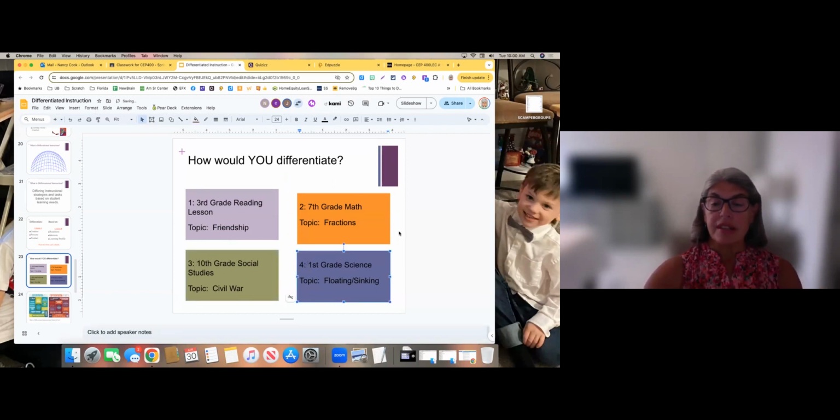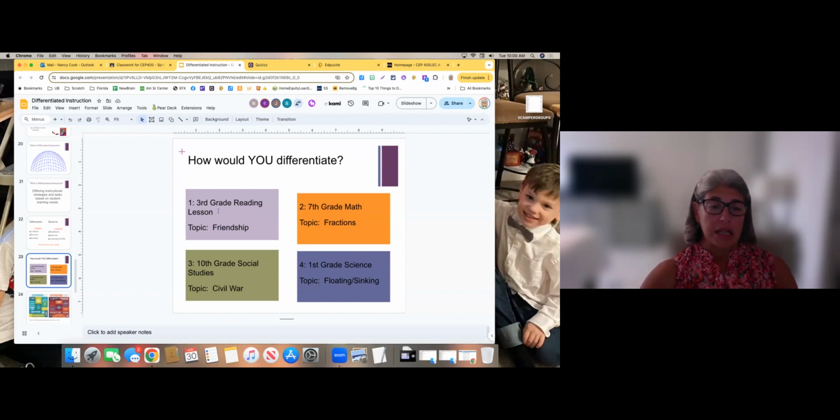Okay, so here's the scenario. You are a 3rd grade reading teacher teaching a reading lesson, and the lesson is all about friendship. So what you want students to know, understand, and be able to do is about being a good friend, and being kind to others and all of that. So that's your learning goal, to be a good friend, but it's in a reading class. So how are you going to differentiate?